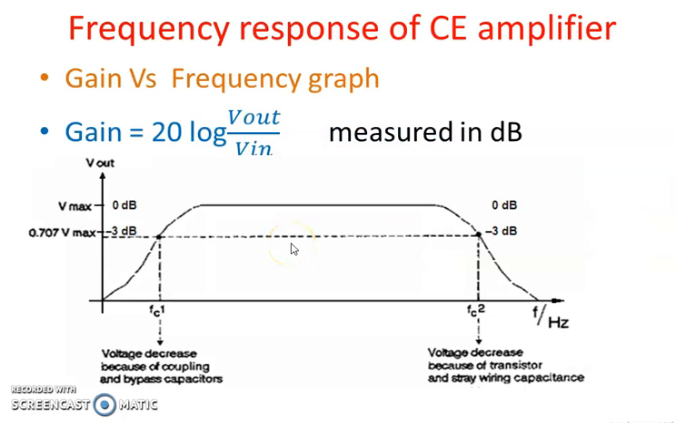Next we are going to see the frequency response of the CE amplifier. How is this frequency response plotted for an RC coupled amplifier? Frequency response means we plot gain versus frequency. As the frequency changes, the gain is measured, where gain is 20 log Vout by Vin. This Vout versus frequency graph is known as the frequency response graph.